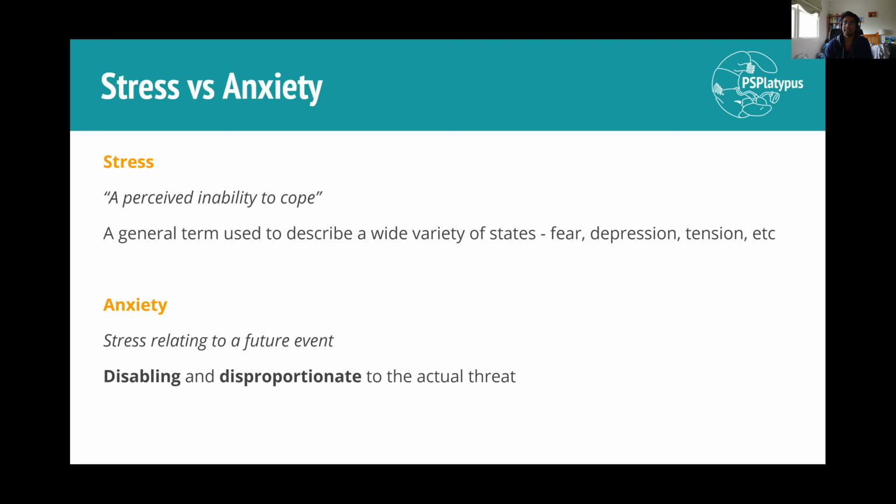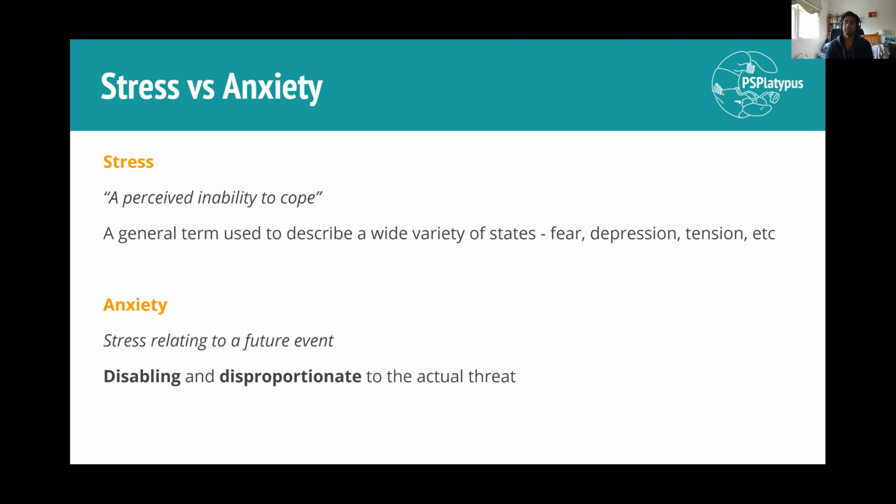We also have anxiety. Anxiety is specifically when we're talking about a future event, so it's not something happening now. You can very much be stressed while you're doing a test, but you can't really be anxious while you're doing it, at least using the definition that we use in Med. The other important part of anxiety is that it's disabling. It stops you from being able to respond appropriately, so it's not necessarily a good thing. And it's disproportionate to the actual threat.